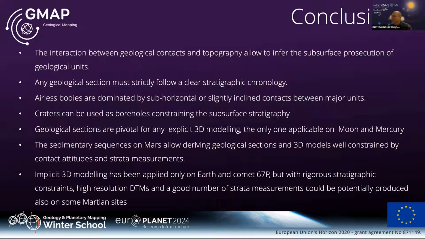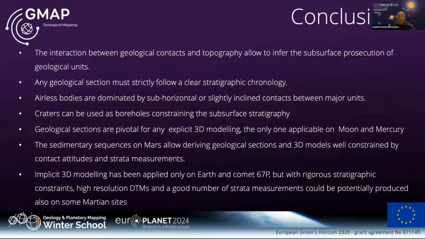So one of the major aims in the future for geological mapping is to try to integrate the morphology and morphostratigraphy information together with the spectral ones, for example, or the compositional ones, in order to have such constraint. In any case, if we consider a general view, we know that in case of small bodies, we can infer or suppose horizontal or slightly inclined contacts. As I said, craters can be used as boreholes constraining the subsurface stratigraphy, so we can constrain our geological sections using craters if we have no geophysical prospecting there.